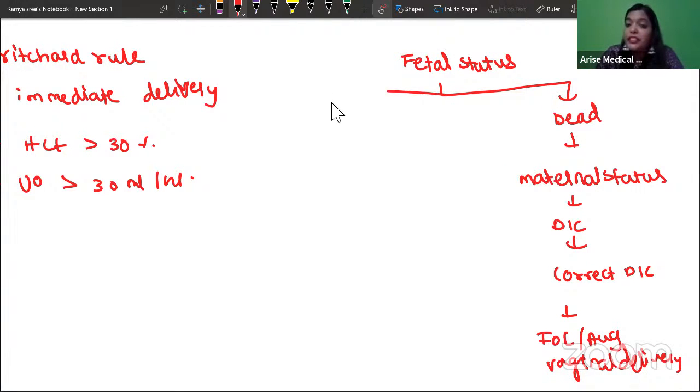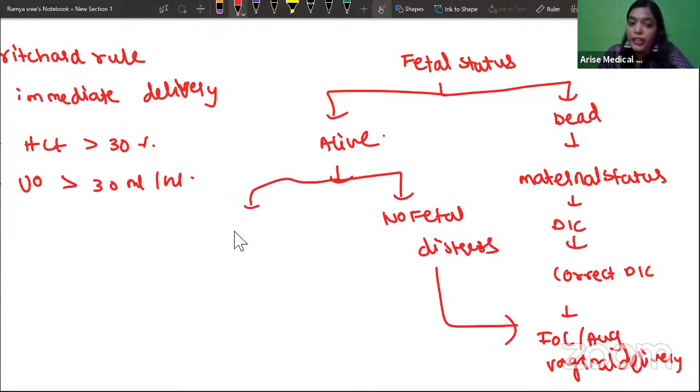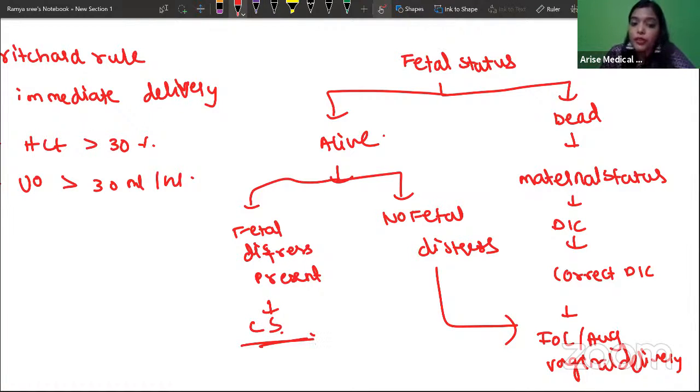Okay. If fetus is alive, if no fetal distress, induction of labor or augmentation for vaginal delivery. If fetal distress is present, then cesarean section. Whenever you have fetal distress, you always have to go for cesarean section. Okay. Now let's go back to your question.